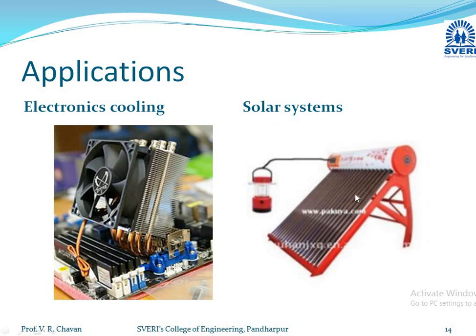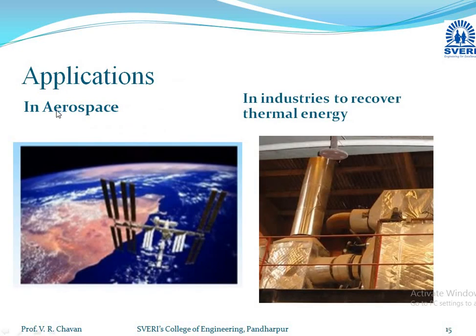this type of pipe-type solar collectors, and in between, in those glass pipes, there are heat pipes present to increase the efficiency of that solar system. Then in aerospace, in aviation, these heat pipes can be used for air conditioning purposes and to transfer heat from one location to another location.